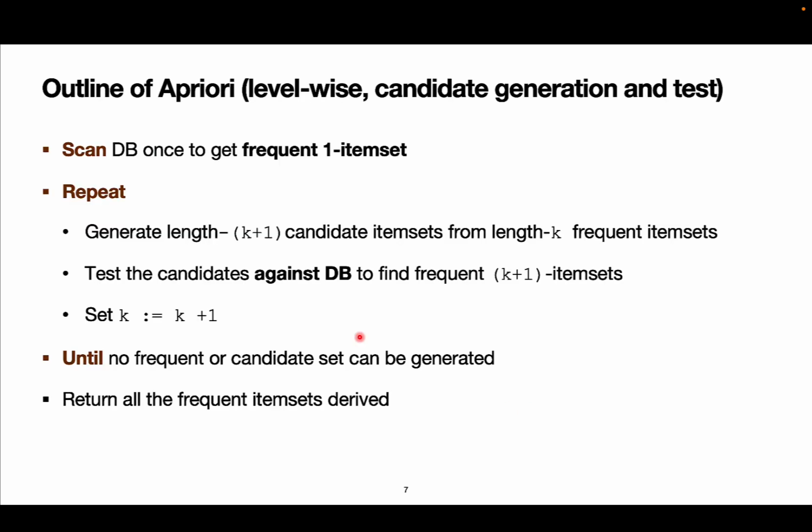Here's the outline of the a priori algorithm. First, the algorithm scans the database to get frequent one-item sets. Then it goes on a loop to generate k+1 candidates from k frequent items, then test the frequent items against the database and continue to do that until no frequent or candidate set can be generated. At the end, all those frequent sets are unioned together and returned.